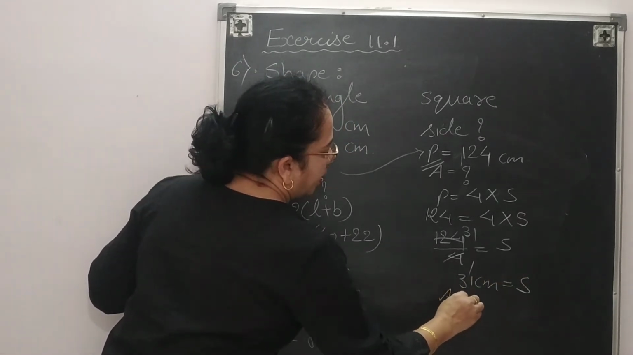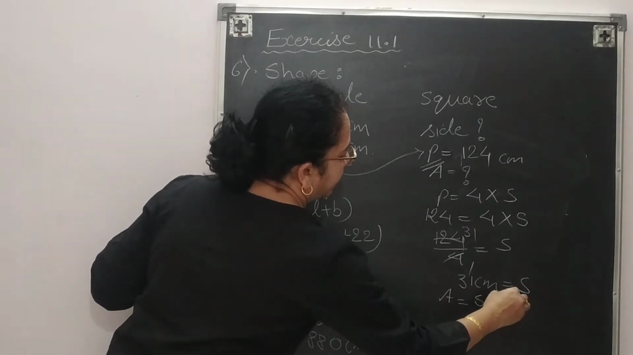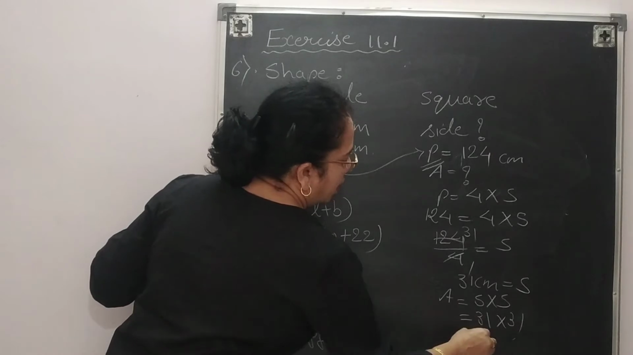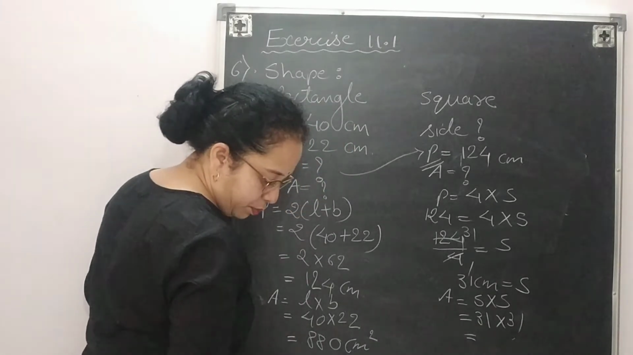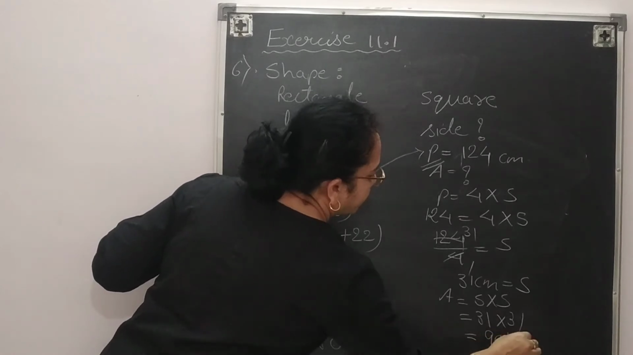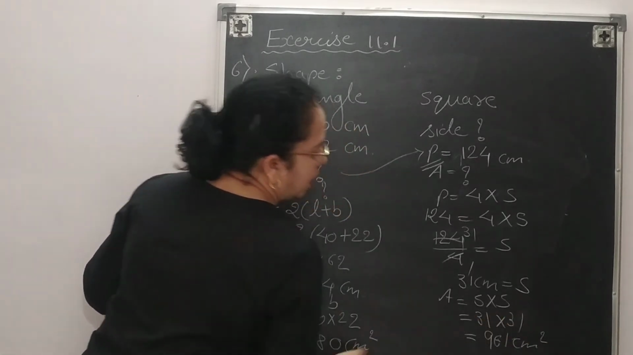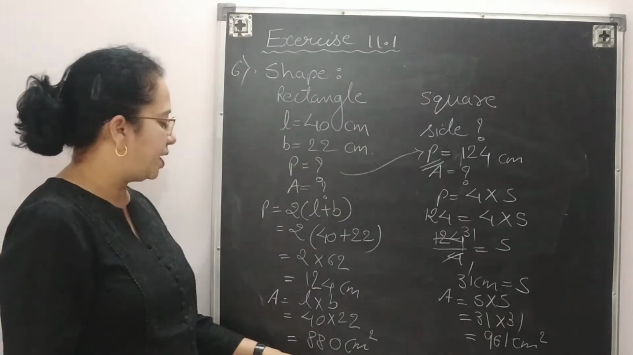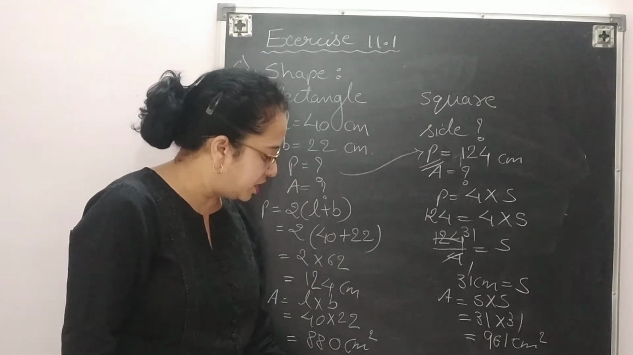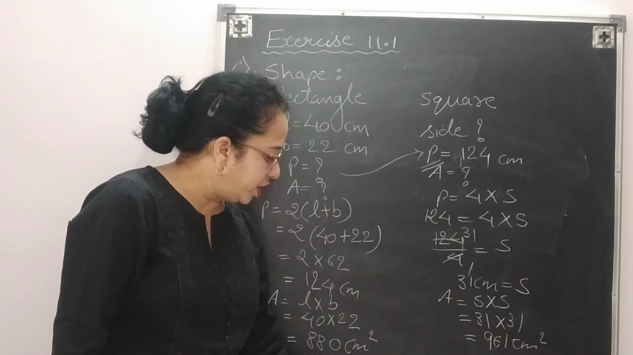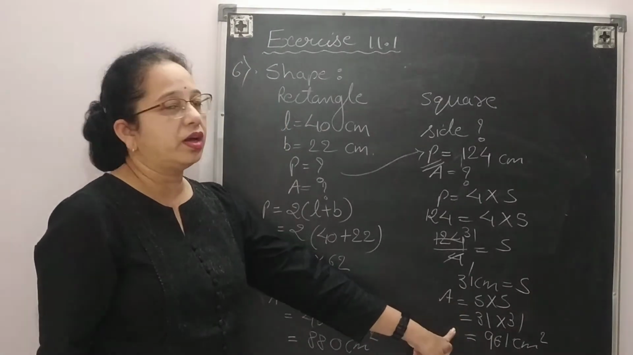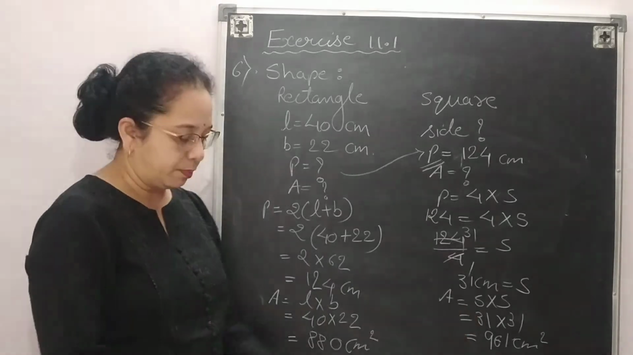And you need to find out area. Area is side into side. So that is 31 into 31. Multiply these two numbers. You will get 961 centimeter square. So area of the rectangle is 880 centimeter square and area of the square is 961 centimeter square. Find which shape encloses more area. So write down the answer. Square encloses more area.